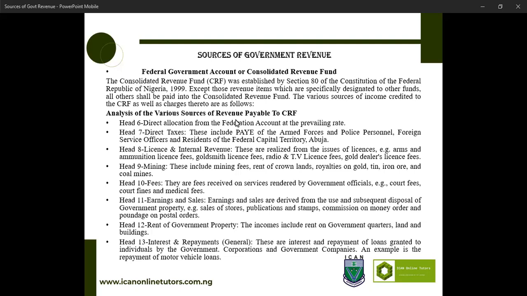We have head nine, which is mining. And what type of mining is this? We talk about the solid minerals. This includes mining fuels, rent of crown lands, royalties on gold, tin, iron ore, and coal mines. At head 10, these are fees.